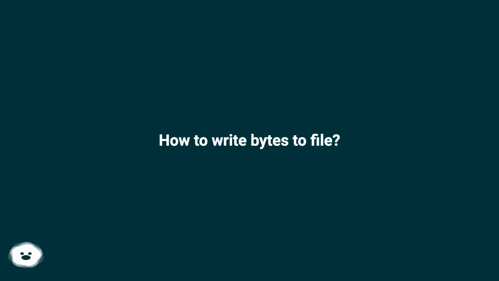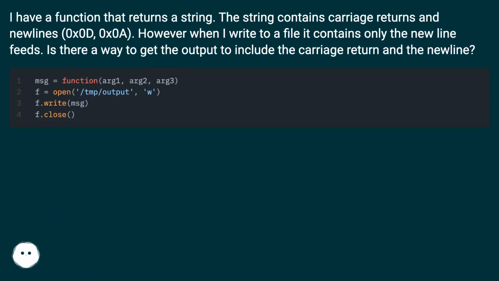How to write bytes to file? I have a function that returns a string. The string contains carriage returns and new lines, 0x0D and 0x0A. However, when I write to a file it contains only the new line feeds. Is there a way to get the output to include the carriage return and the new line?